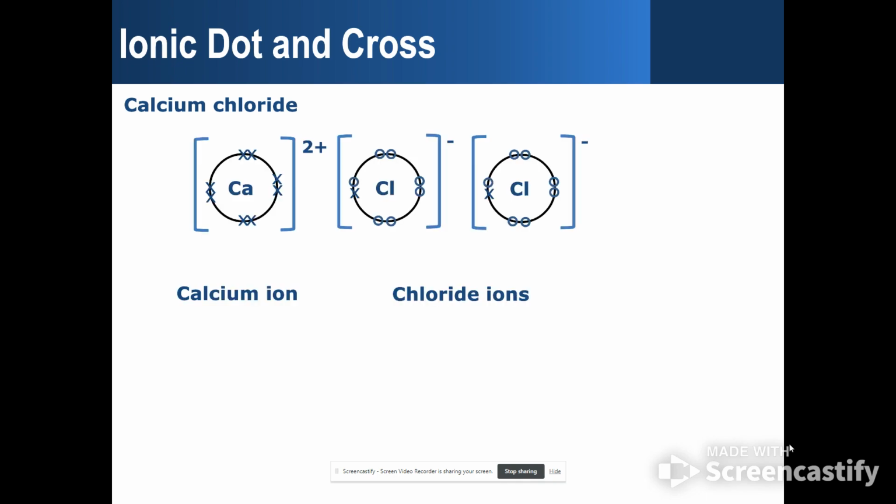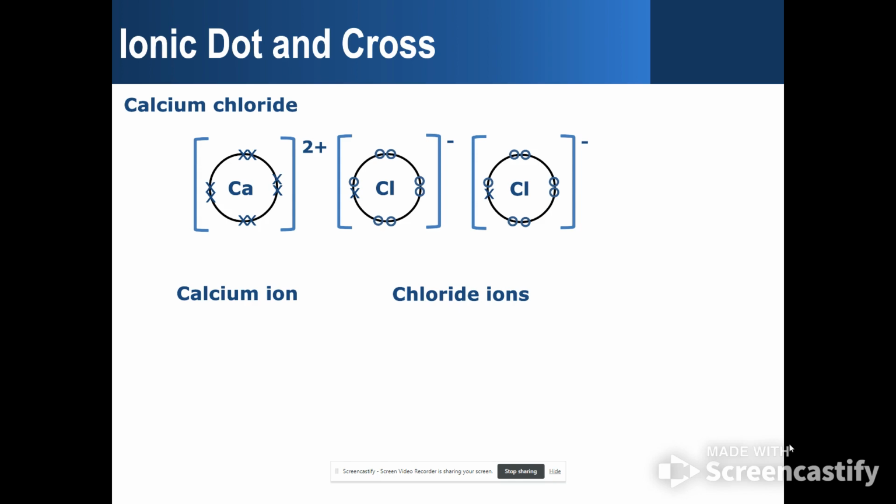Calcium is in group 2 and therefore loses 2 electrons. Chlorine is in group 7, so each chlorine can only gain 1 electron. But if calcium's losing 2, we've got 2 electrons up for grabs, so we're going to need 2 chlorines so that each chlorine can accept 1 electron. Again, please note that we've had to refer to this now as a chloride ion. We cannot refer to it as a chlorine ion.